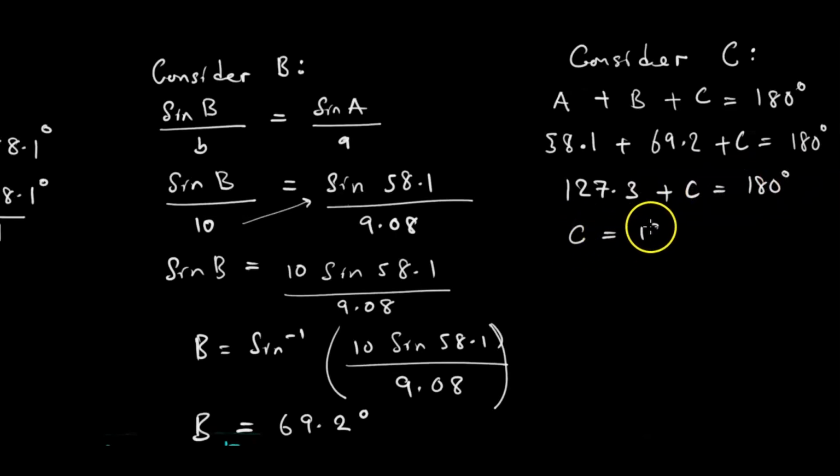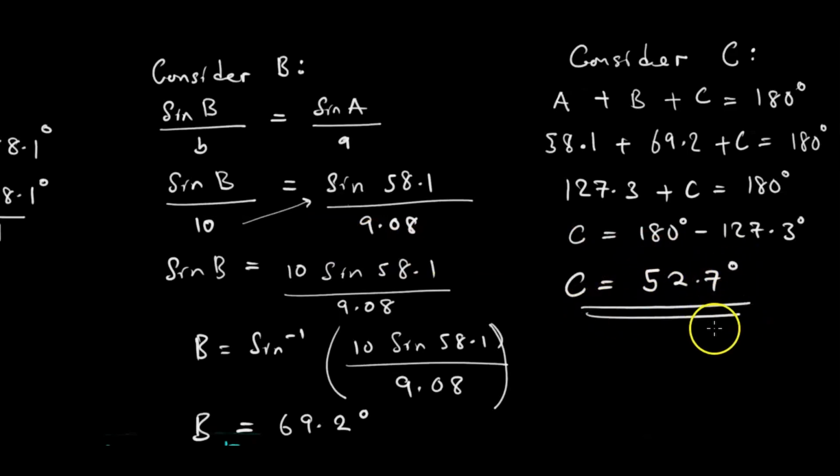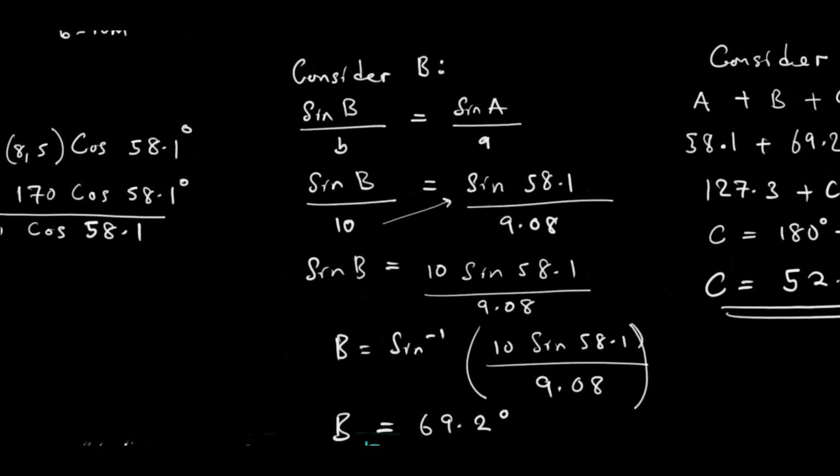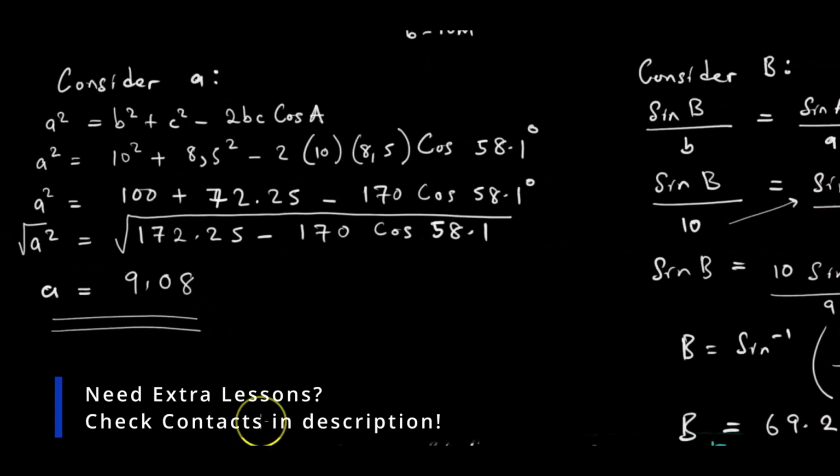Kureva kuti C equal to 180 degrees, subtract 127.3. Saka C equal to chi. 180 minus 127.3. What answer do we get? 52.7 degrees. Tapedza. Saka ndo zvatinoita izvi hama dzangu. Kuti consider C, consider B, then consider A.